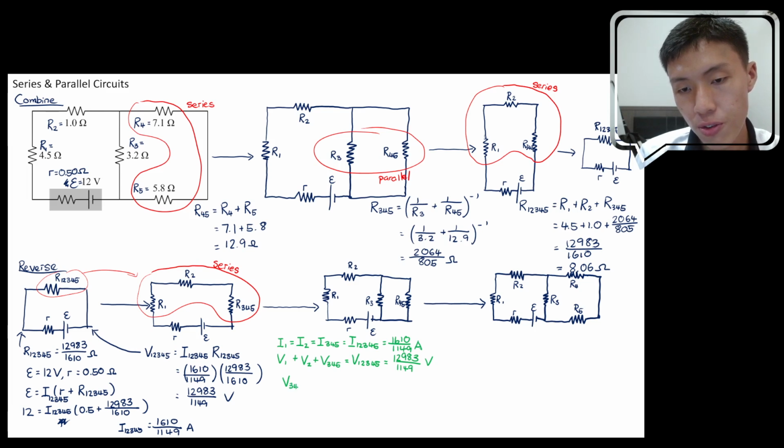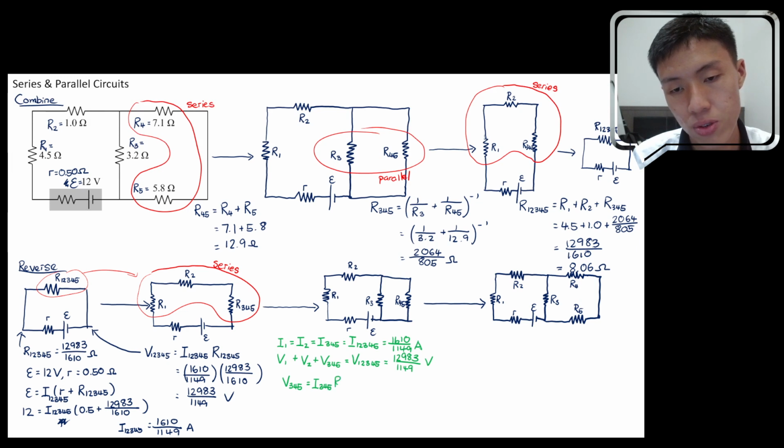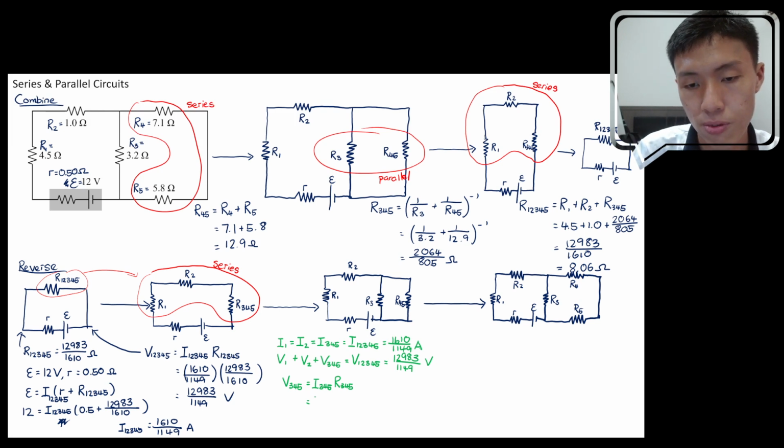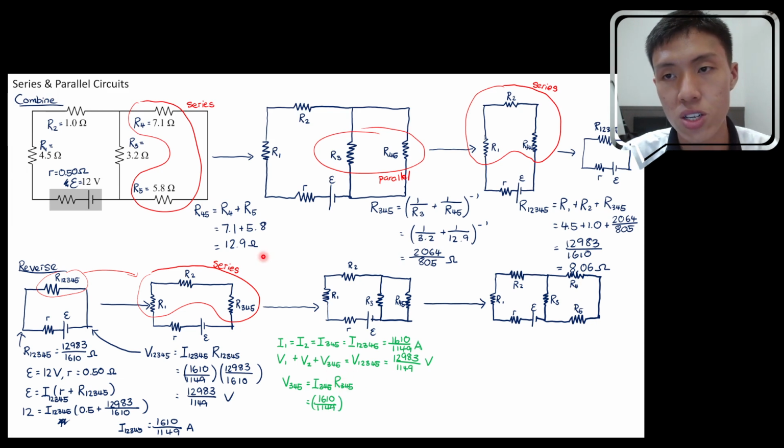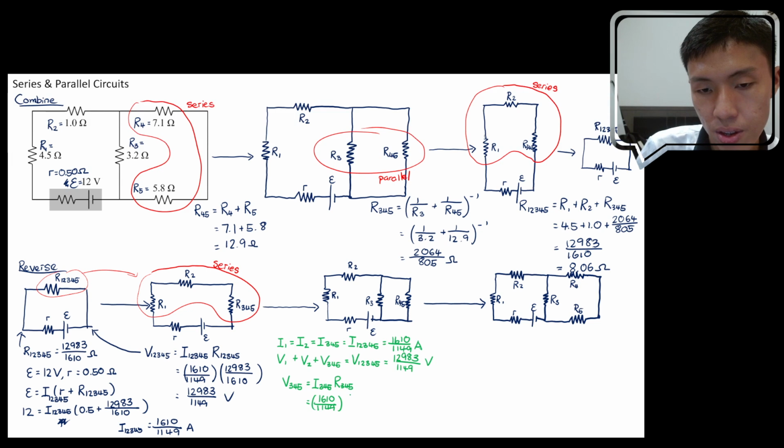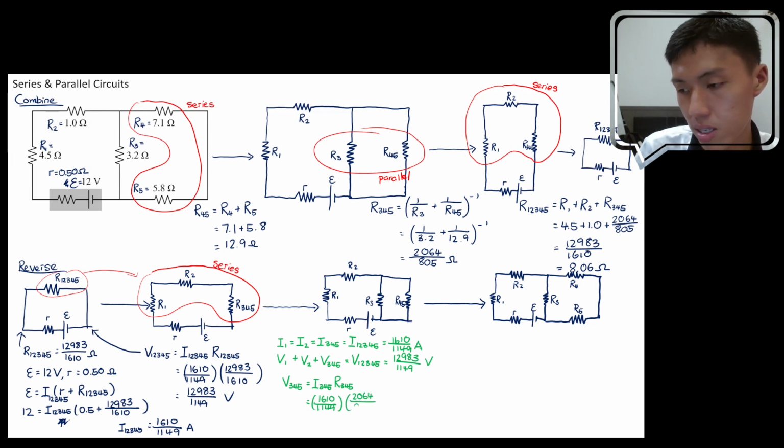Okay, so V3, 4, 5 over here, again, to determine this voltage, there's only one equation to be used, which is V equals IR. So you need to make sure that you have the same subscript. If you use IR, then it will be I345 and R345, the same subscript. Okay, I345 can be obtained from just now. I345, the value will be 1610 divided by 1149. But how about R345? R345 is a combination of 3, 4, and 5, right? We have R345 over here. That's 2064 divided by 805. So if you calculate it, you get V345 to be equal to 1376 divided by 383 volt. Okay, so you are near there.